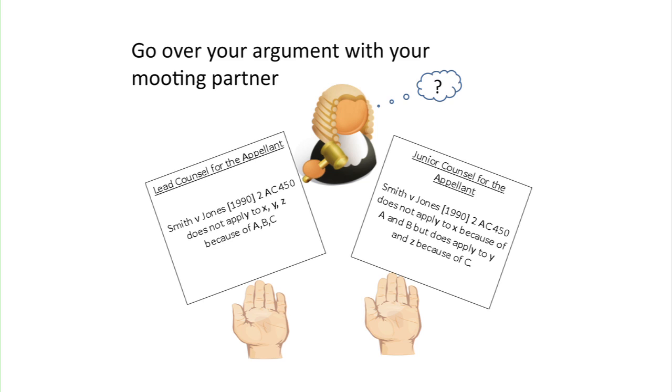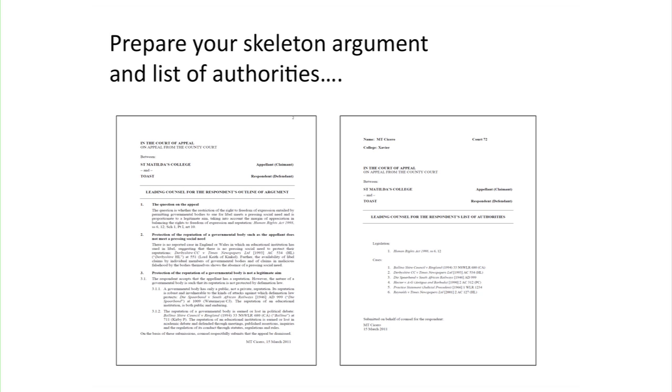It is also worth going over your argument with your mooting partner. It is really important that you don't contradict each other when you're on the same side, as it can confuse a judge and undermine your argument. Obviously, you need to prepare your skeleton argument and list of authorities. Have a look at the competition rules to see how this is to be done. And then once you've done this, you need to submit this according to the rules.